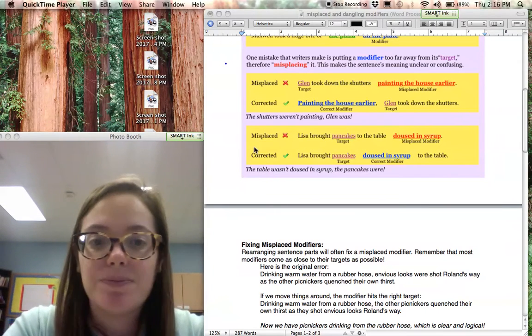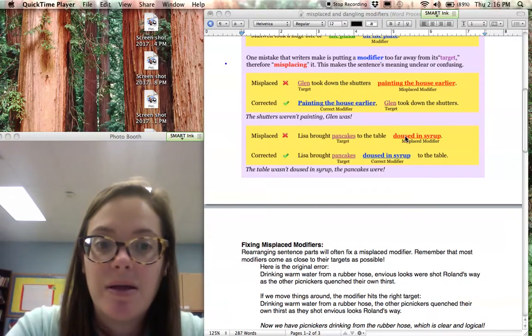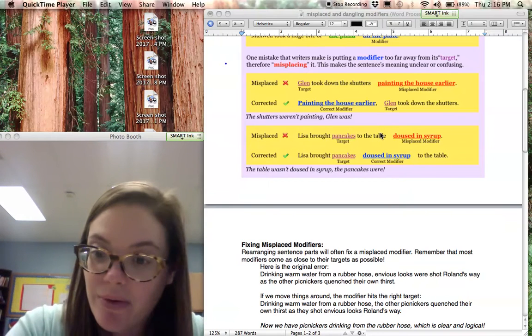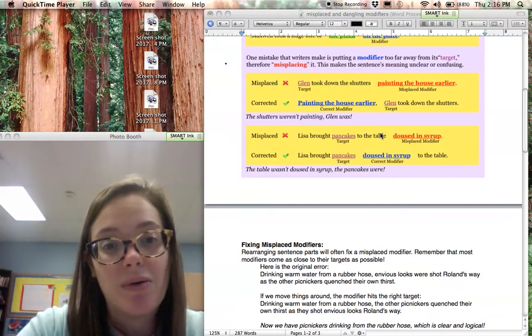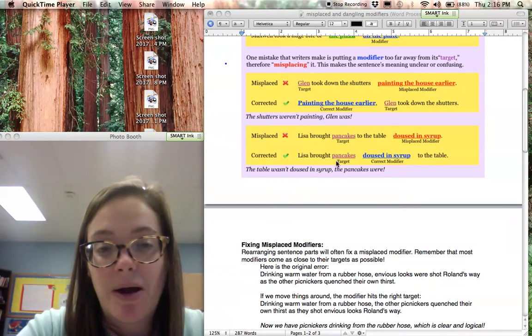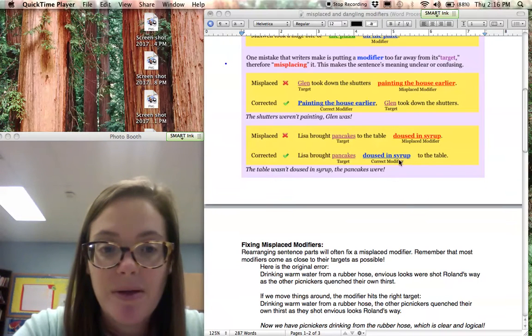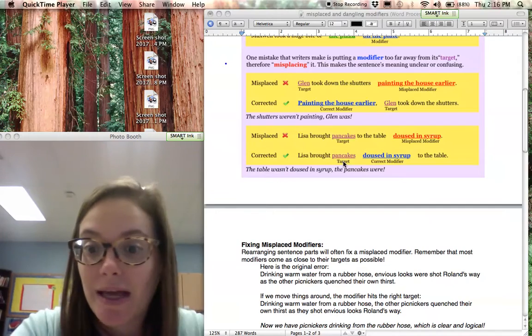Here's another example. Lisa brought pancakes to the table doused in syrup. Again, doused in syrup looks like it's describing the table, which hopefully is not doused in syrup, because that'd be really gross. So a better way to say it would be, Lisa brought pancakes doused in syrup to the table. This time, the phrase doused in syrup is next to its target word, pancakes.